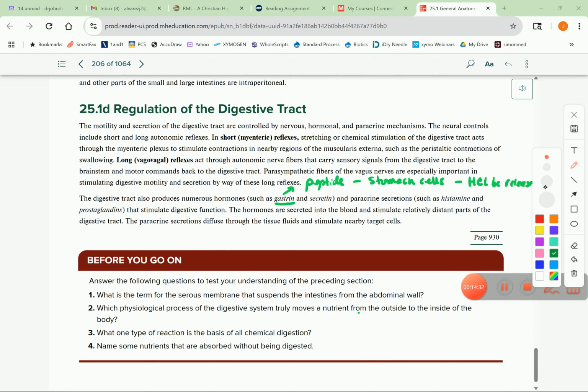Hydrochloric acid is released. Now, hydrochloric acid comes from the parietal cells in the stomach. The parietal cells release hydrochloric acid and intrinsic factor. And intrinsic factor's job is to bind to B12 and help methylate it to carry it throughout the body so that our body can utilize that B12.